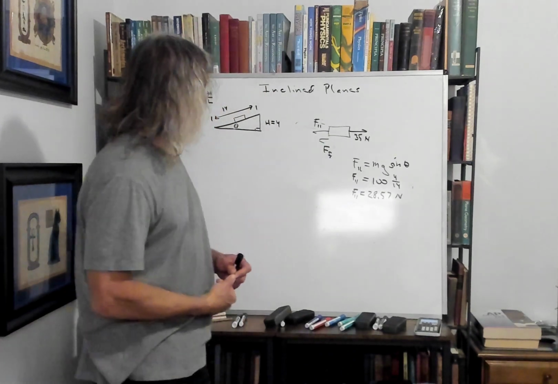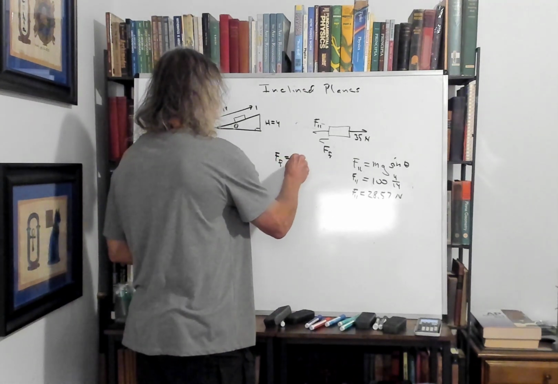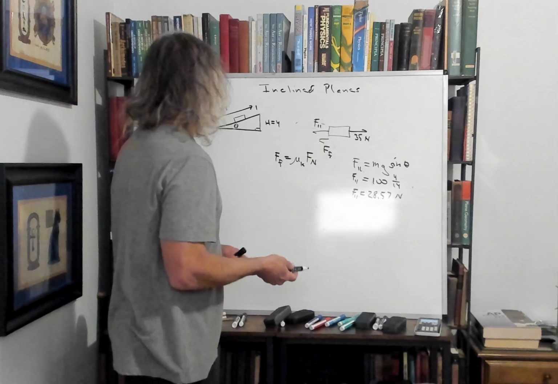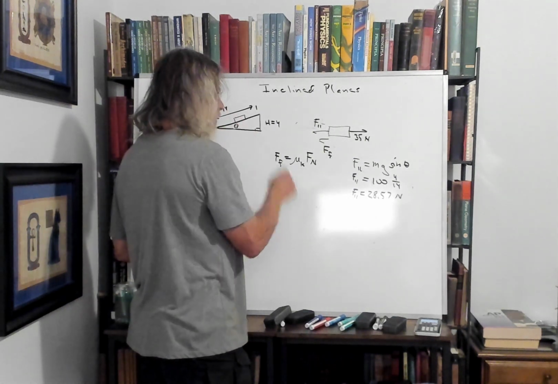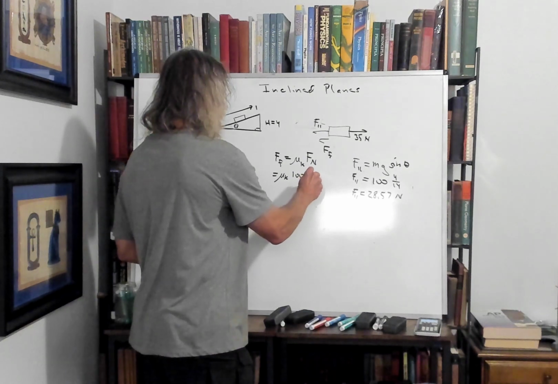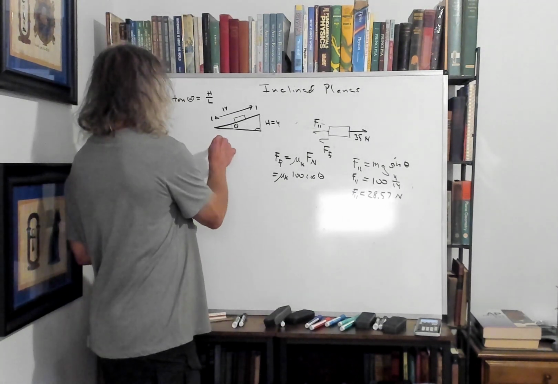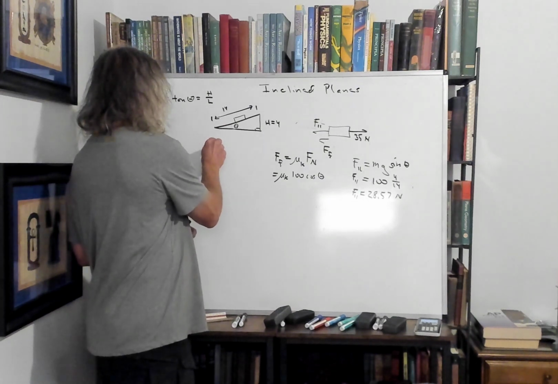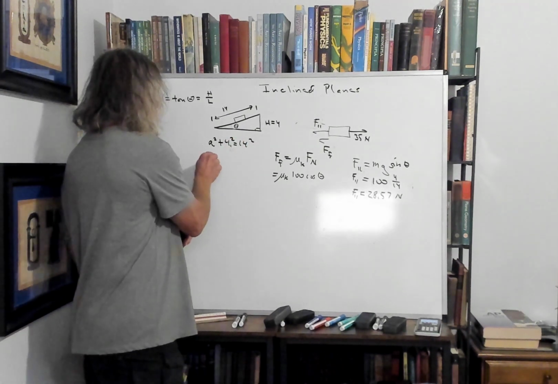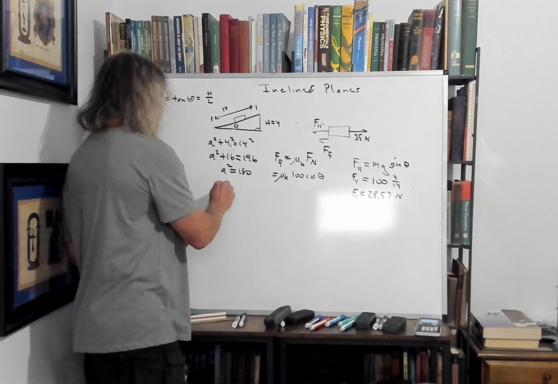Then the force of friction is mu sub k times the normal force, which is just the perpendicular component of weight. And so this will be 100 cosine theta. The cosine is adjacent over hypotenuse, so using the Pythagorean theorem, let's call it a squared plus 4 squared equals 14 squared. So a squared plus 16 is 196. A squared is 180.